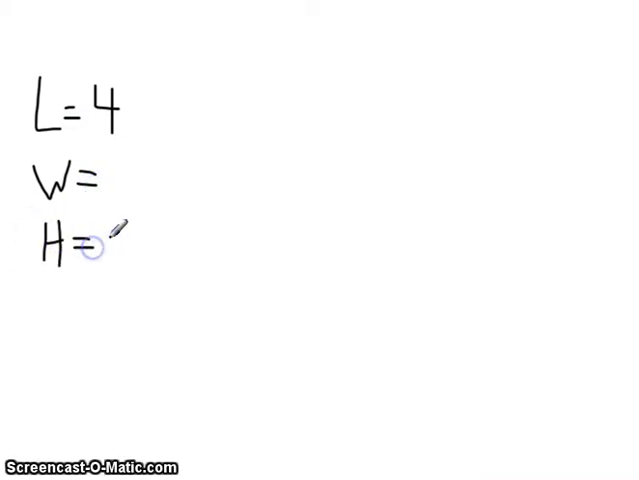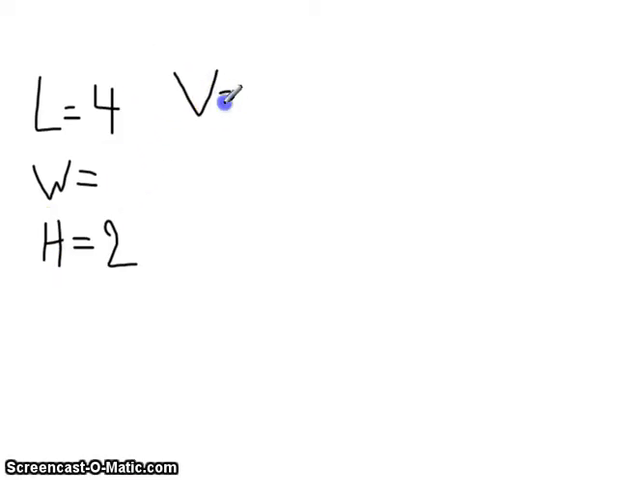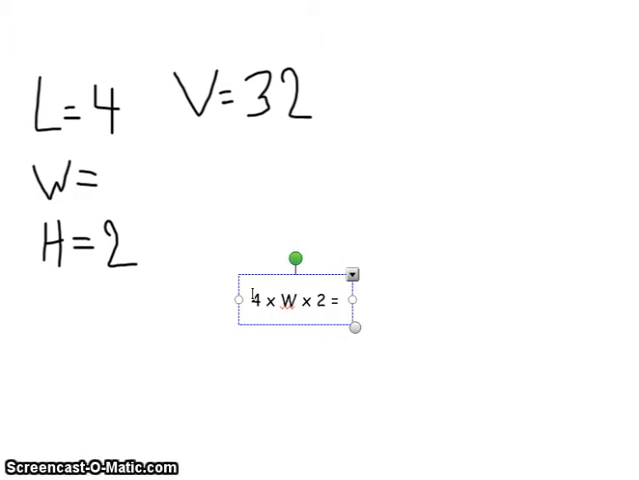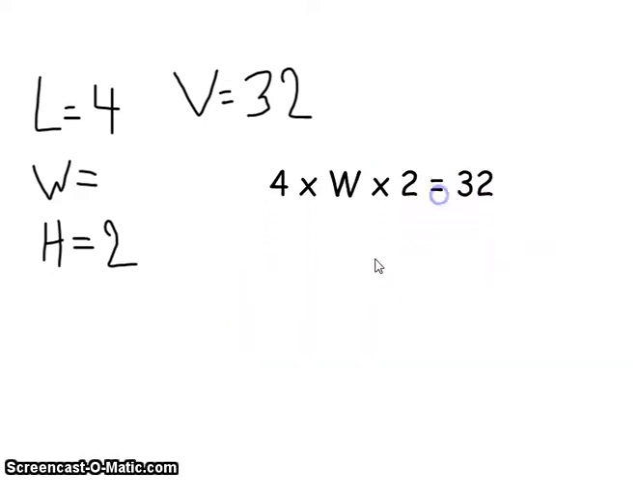Let's turn to a blank page. We know length is 4. The width is what we don't know. The height was 2, and the volume is 32. Okay. Well, we know that to find volume, we do length times width times height. So I'm going to plug in what I already know. I know my length is 4. I don't know my width. I do know my height. And I do know my volume.